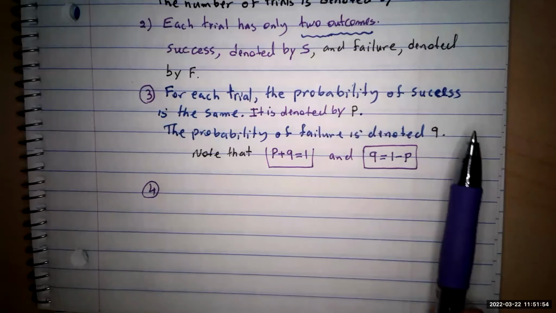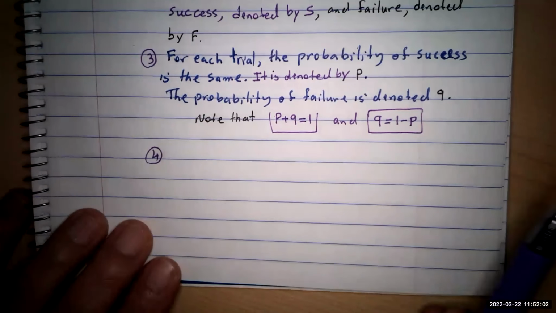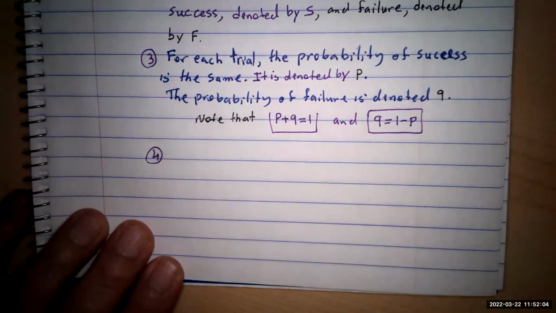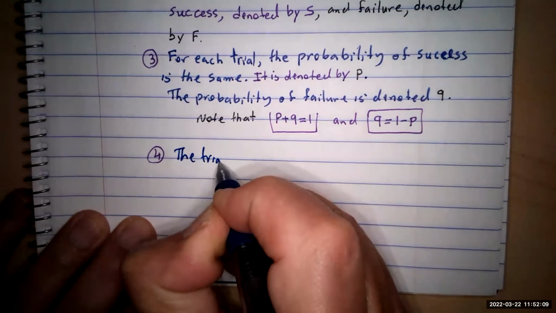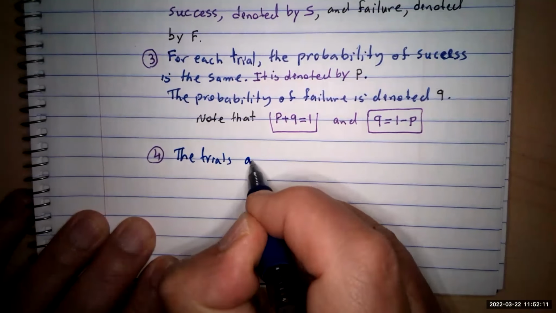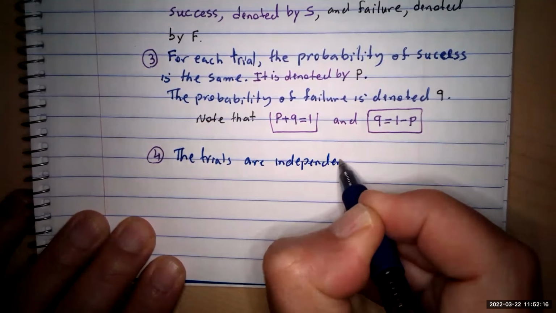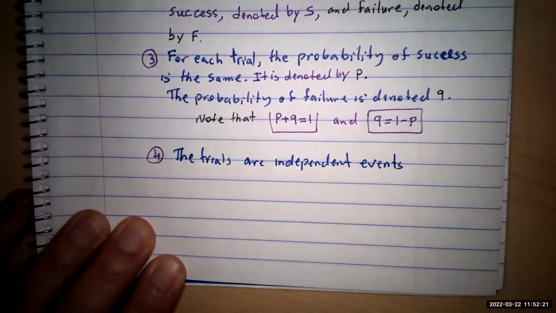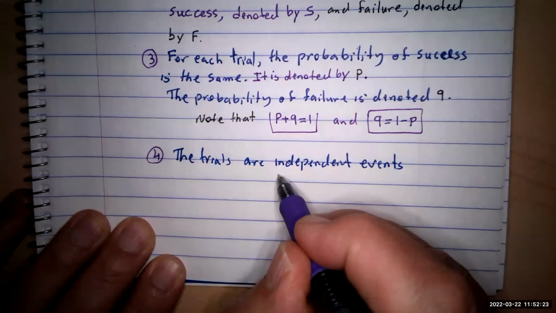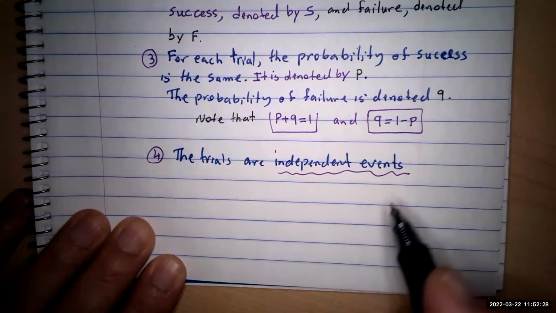So for example, P to the R is going to be the probability of getting R successes. That would be very important for us to be able to do the formula that we're going to invent, okay? So the trials are going to be independent events, and therefore we can use the product rule.